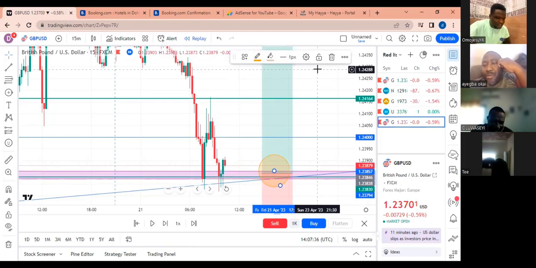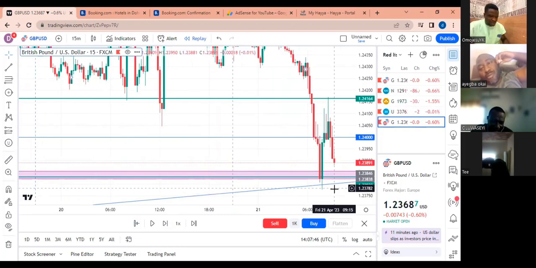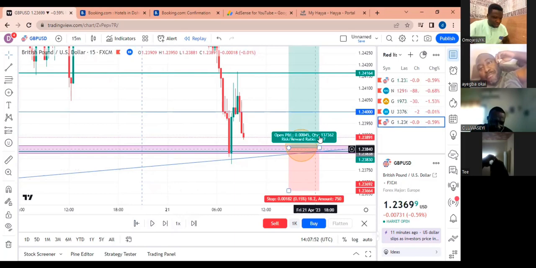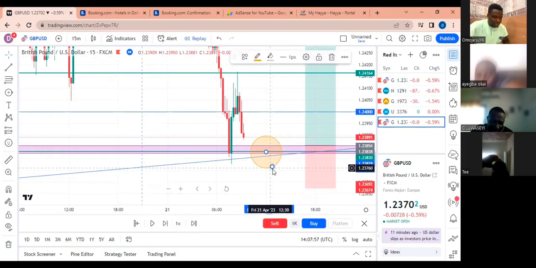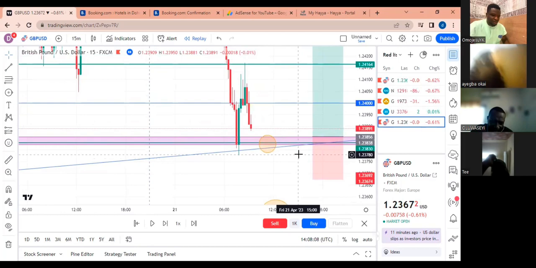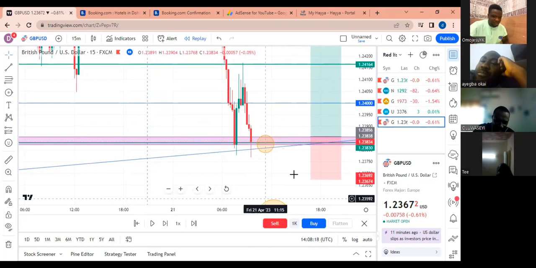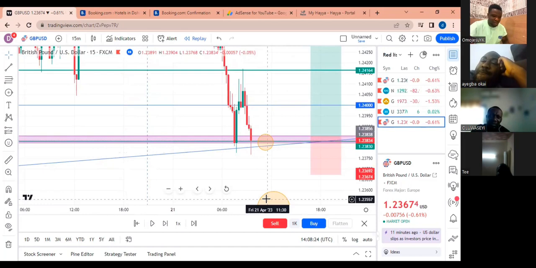When this candle opens, we are waiting to enter from here. This is where I'm waiting. I have two areas where I'm waiting, here and here. When I see this particular candle, I'm not going to enter because I don't know if the market is coming down all the way here. So I'll wait.